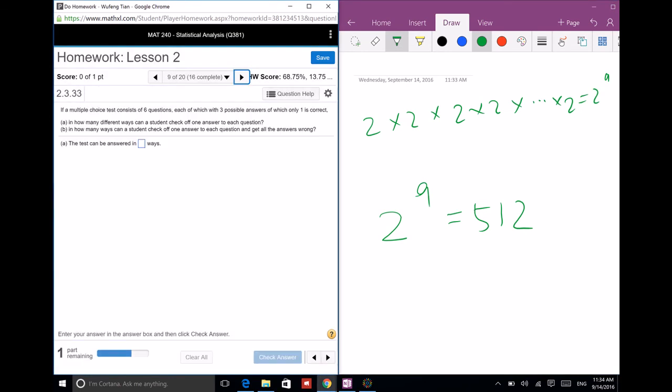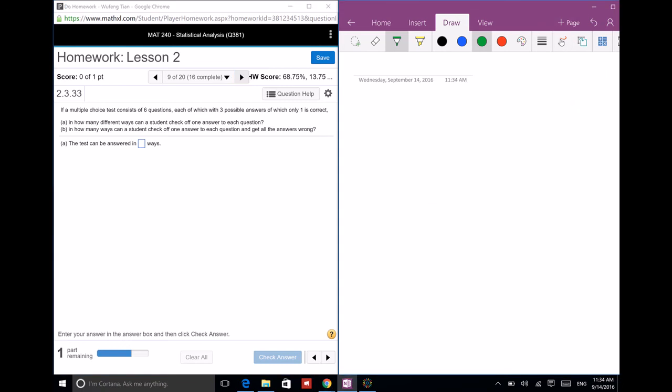Lesson 2, a multiple choice of 6 questions. Sorry, my bad, it's question 9. And okay, this is very similar to the previous one. I'll skip this one. If you really need help, I'll do that.